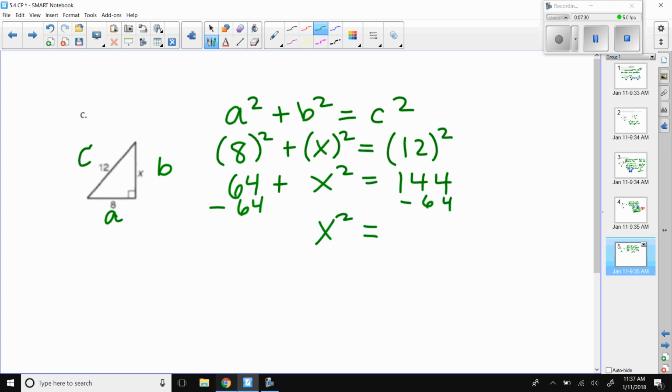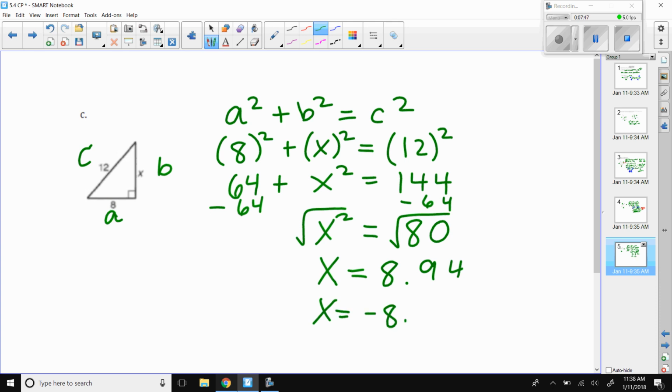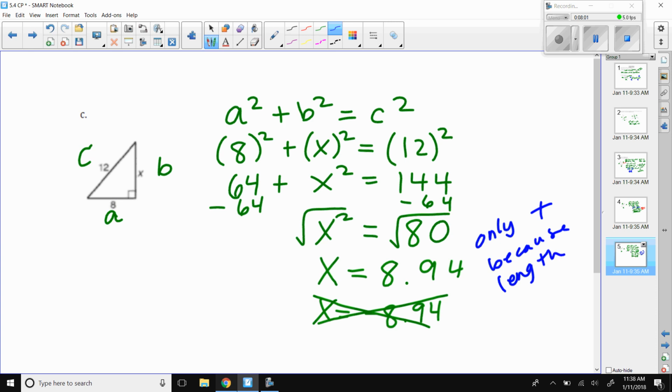In this I get 80, which means I'm looking to take the square root of both of these. It's not going to be even. It's going to be almost 9, not quite there. Remember, you have 2 answers. We only want that positive one since we're talking about a length. Okay? Only the positive because it's a length. Otherwise, you would give both answers.